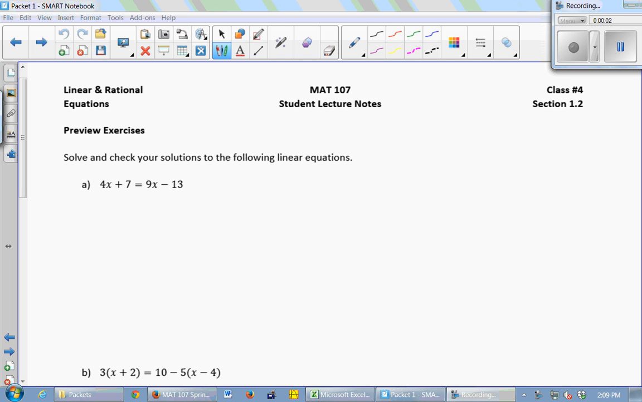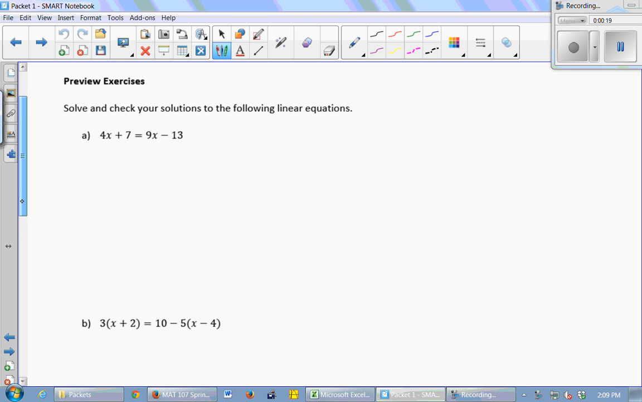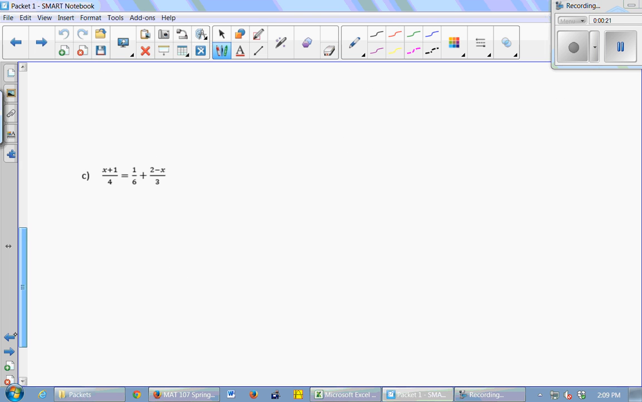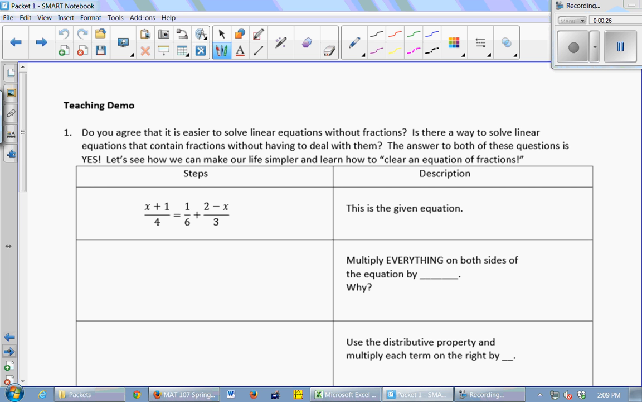Okay, so starting class number 4, we're going to talk about linear and rational equations. The preview exercises are typically going to be left up to you. Occasionally, if they're difficult, I will go over them in the demo portion of class. But today you should do them on your own. And this last one, C, is the one that's a little bit difficult, and we're going to start by doing that one together. So it is typically much easier to solve an equation that has no fractions in it.